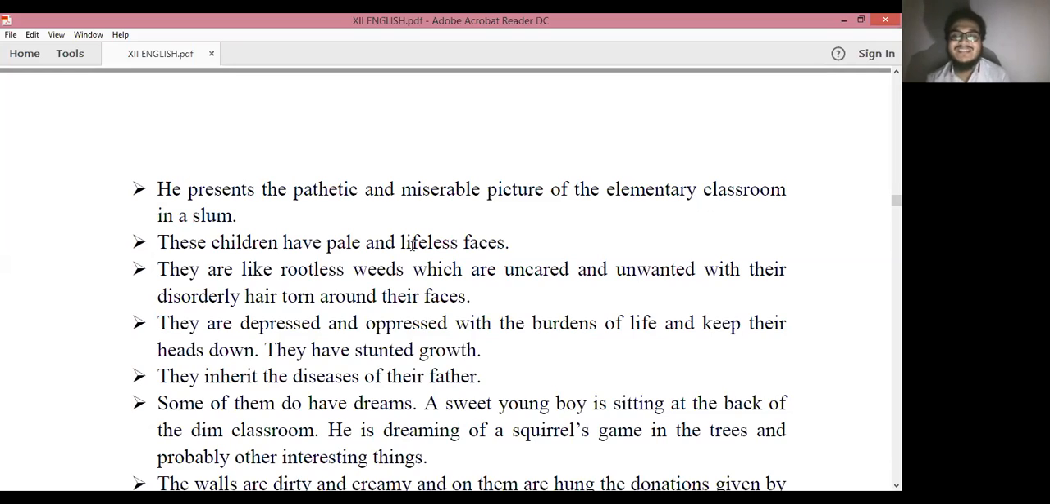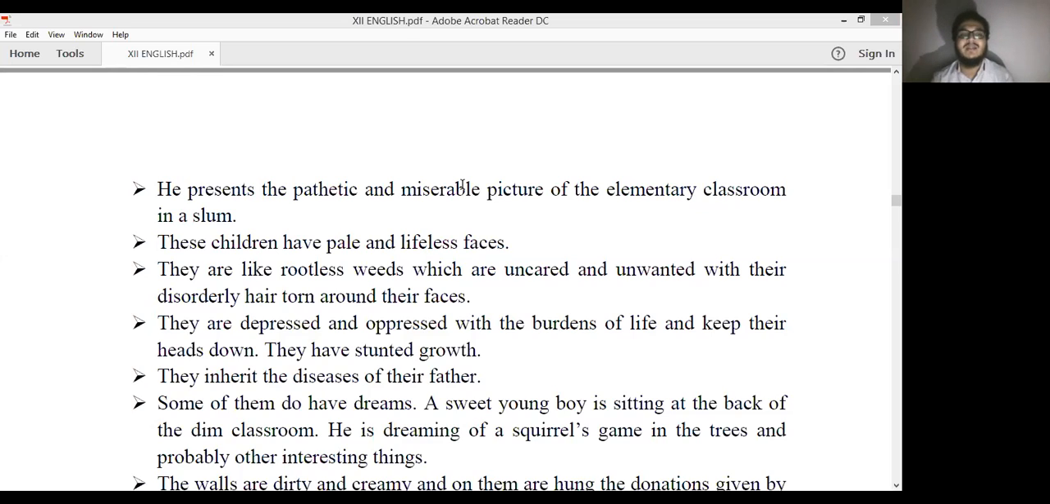Pale and lifeless face. Weak, tired, as if they don't have a life, they don't have energy. See, young students, kids are what? Powerful, energetic. Similarly here, what we can see, these students are what? Pale and lifeless. Their face is totally pale and lifeless, as if there is no life in their face.